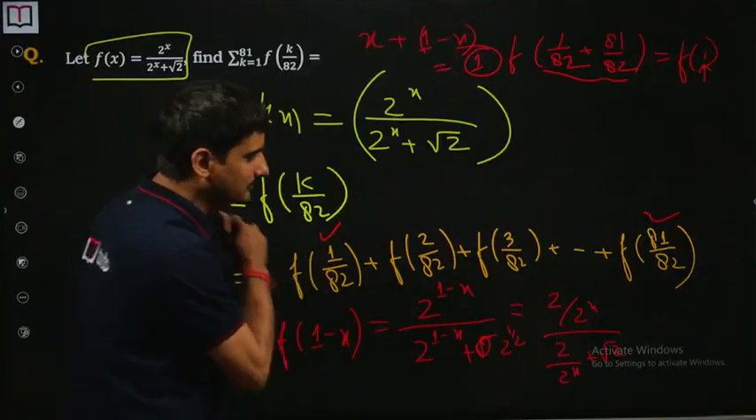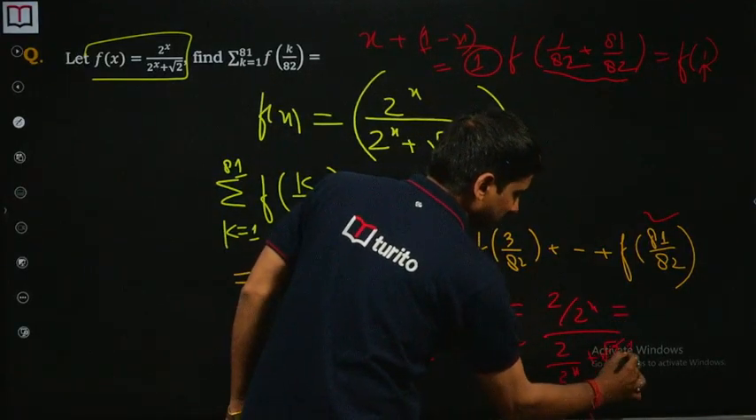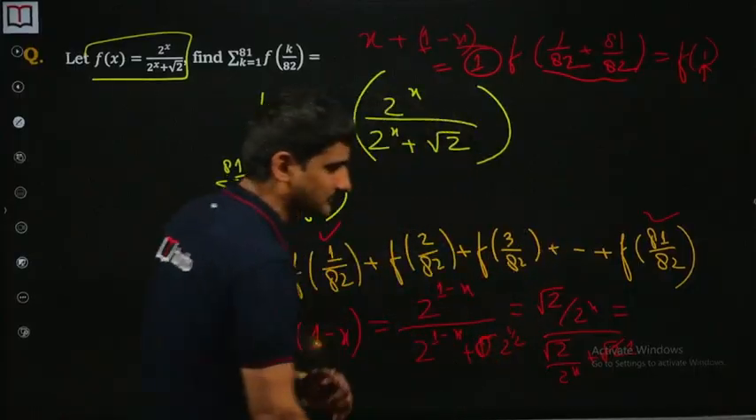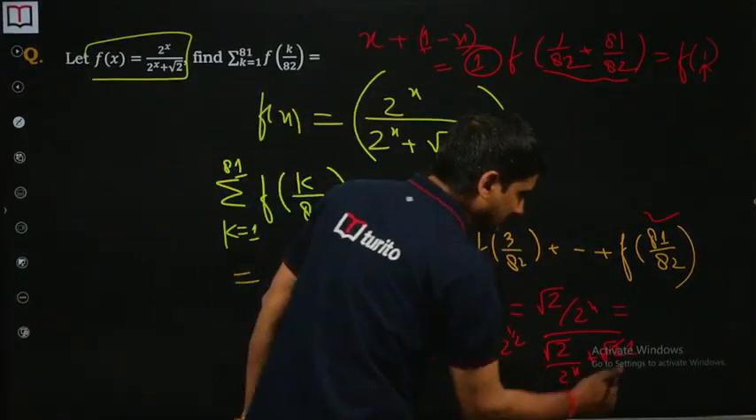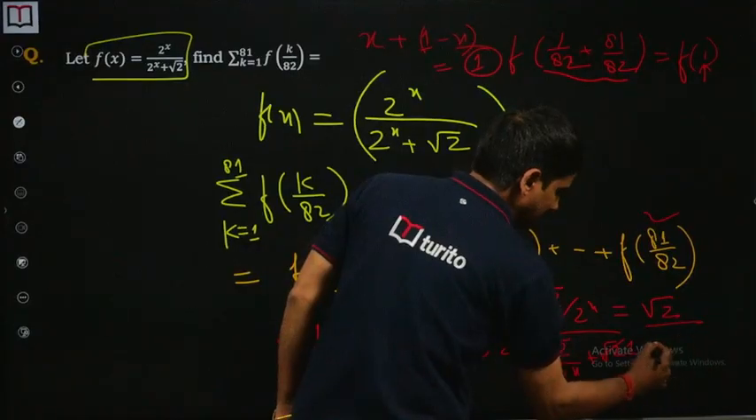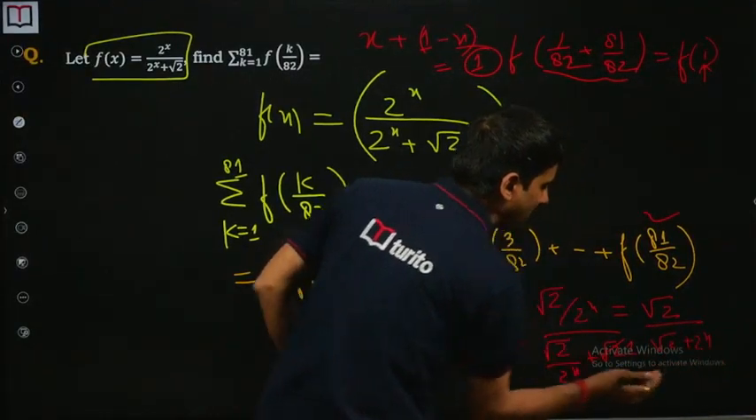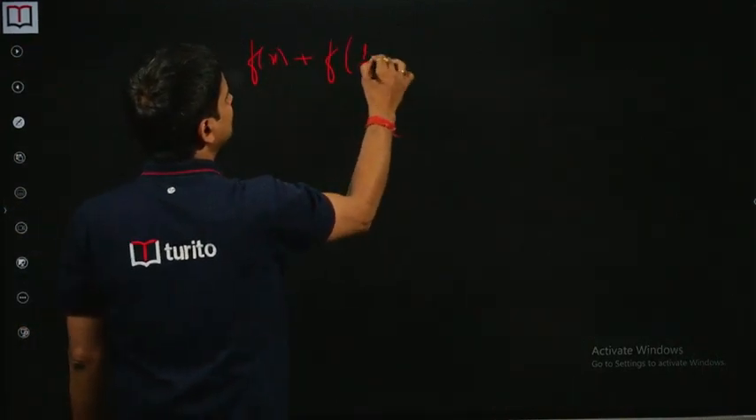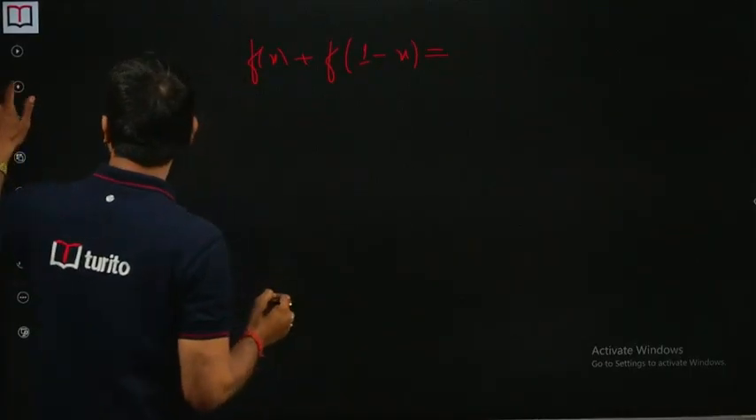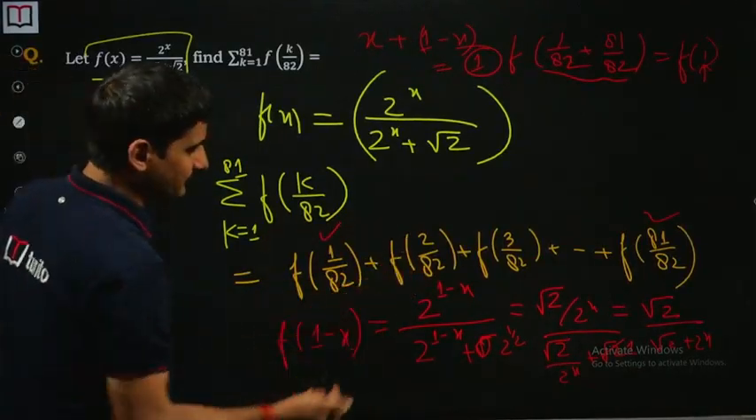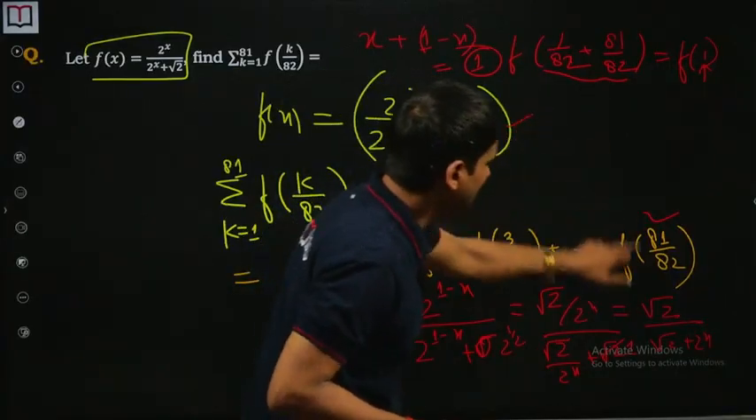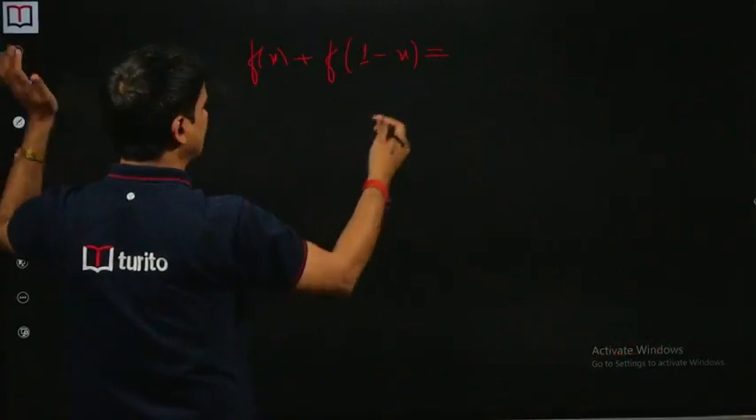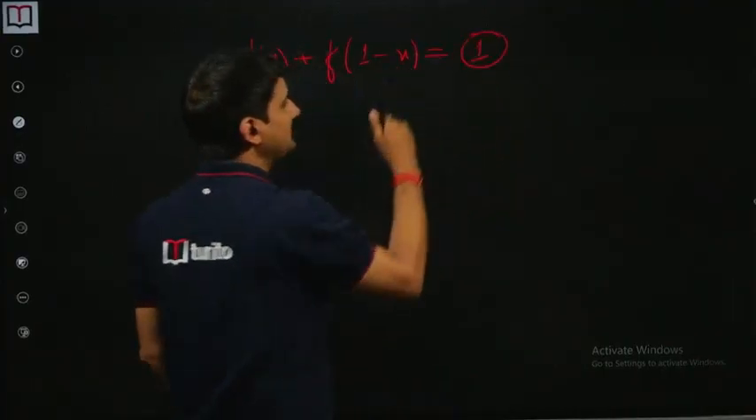Now take root 2 common from here. So 2 is root 2 times root 2, and the denominator is root 2 times something. Then take 2 raised to the power x as LCM. So root 2 upon root 2 plus 2 raised to the power x. Now add them. If I add f of x plus f of 1 minus x, what do we get? Of course we have the same denominator in both of them, so if you add up, the numerator adds up to the denominator, and we get 1 here, and that's it.